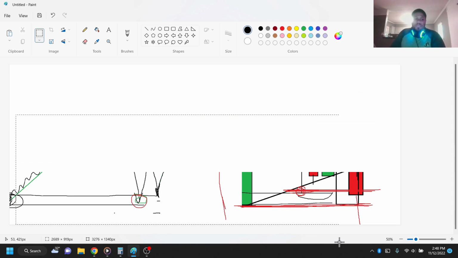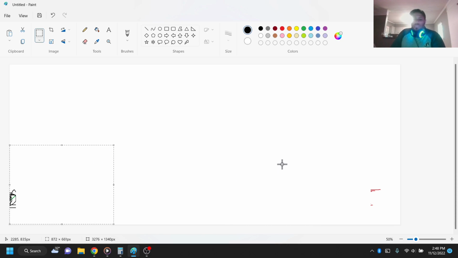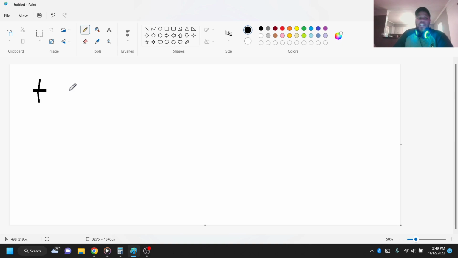When you see this on a chart, and you see this, okay, that's a doji, right? When you see a doji on a chart, this is what your mind should be seeing. You should be seeing open, ran up, ran down, ran up, closed at the open.